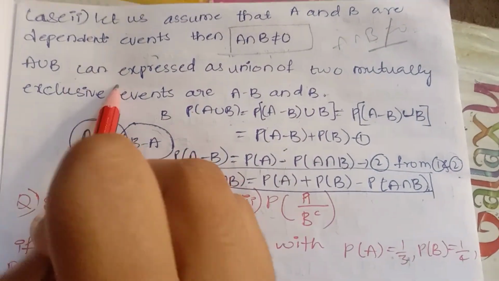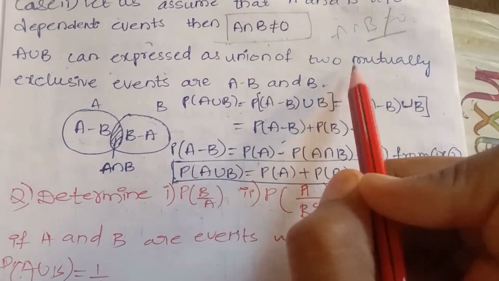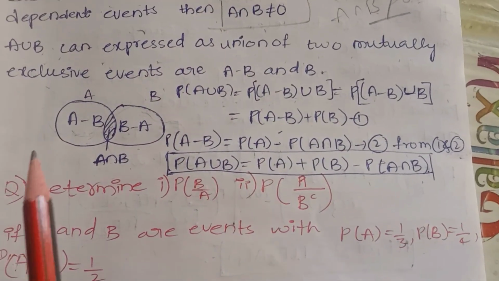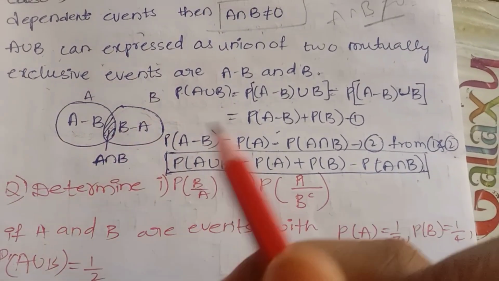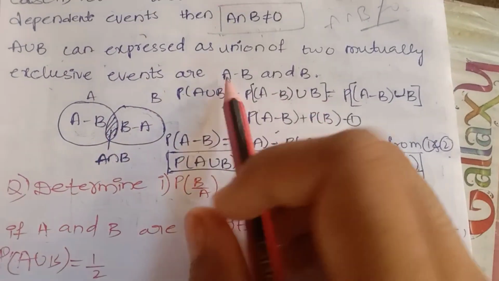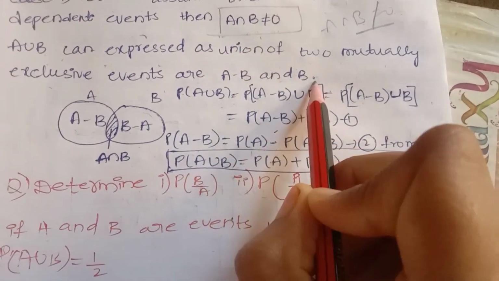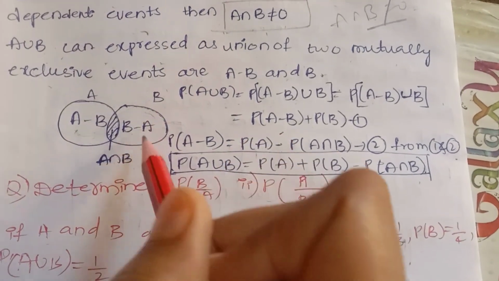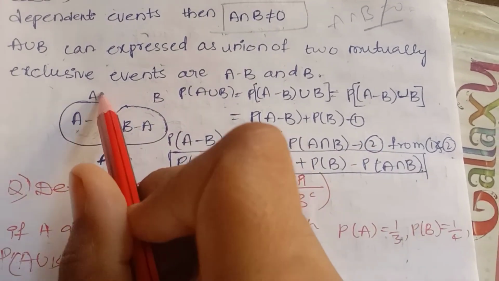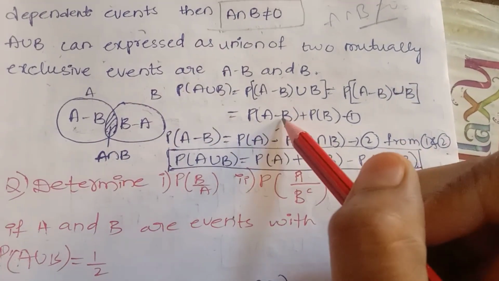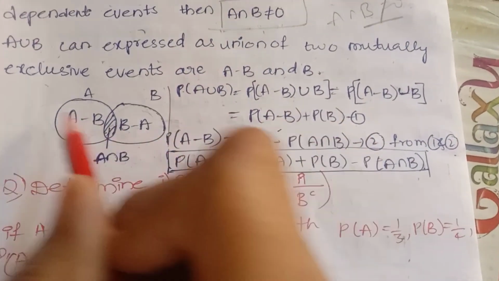A union B can be expressed as a union of two mutually exclusive events. For the first case, we take the axiom of union. For the second case, we take the mutually exclusive events condition. A minus B and B are two events. Here, A minus B and B minus A. This is the event of B, this is the event of A, and the common part is A intersection B. We'll prove it by this diagram.